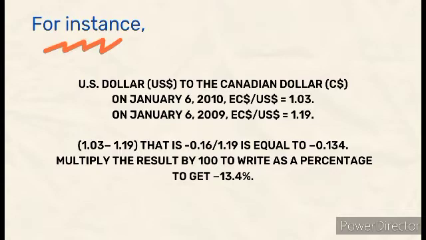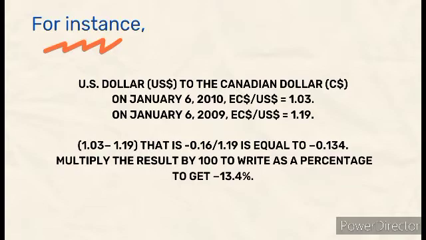All we have to do is use the percentage change formula, which is calculated by new value minus old value, and the result divided by old value. Substituting the values would look like this: 1.03 minus 1.19, that is negative 0.16, divided by 1.19 is equal to negative 0.134. Multiply the result by 100 to write it as a percentage, to get negative 13.4%.